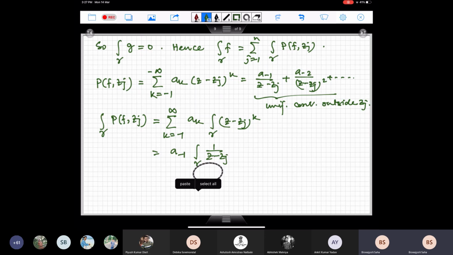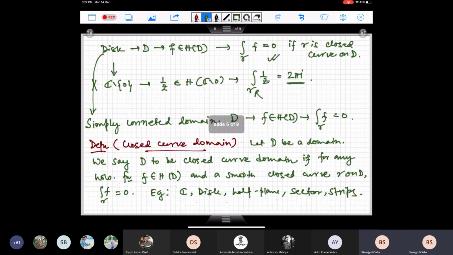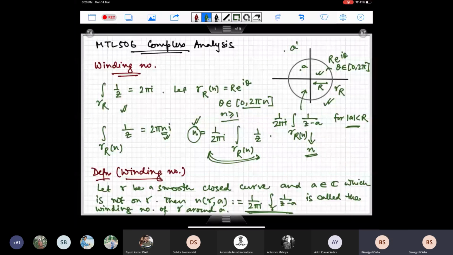Now tell me, what is this quantity? Did we see this just now, in the beginning, 2 pi i? No, not only 2 pi i. What is 2 pi i? Something else. See, what was the winding number definition? The winding number definition is 1 upon 2 pi i integral over gamma of 1 over z minus a, right?